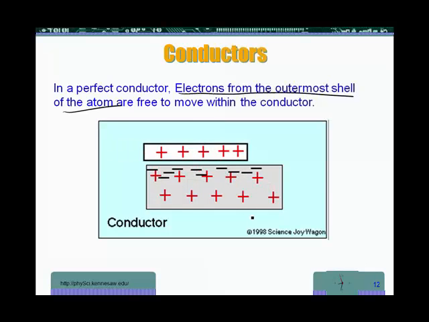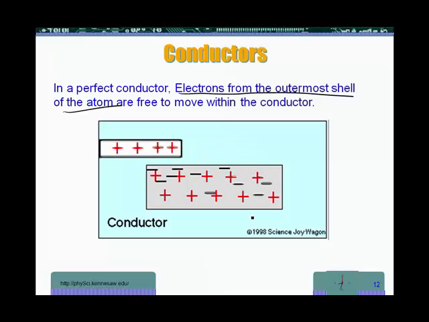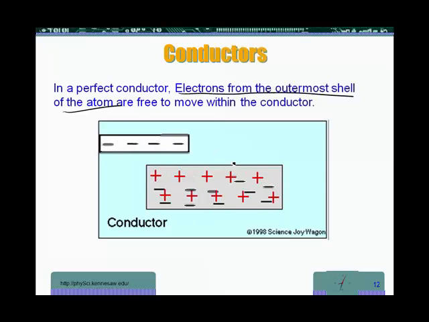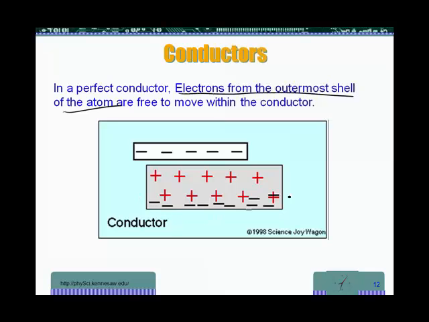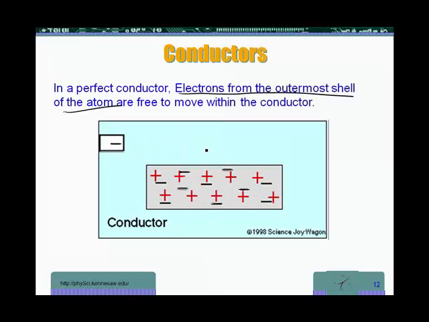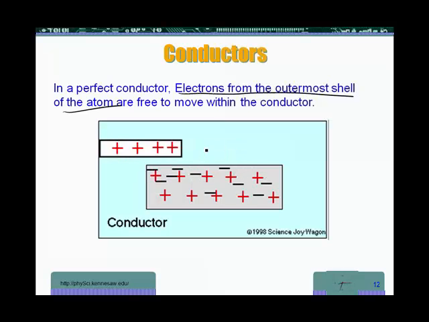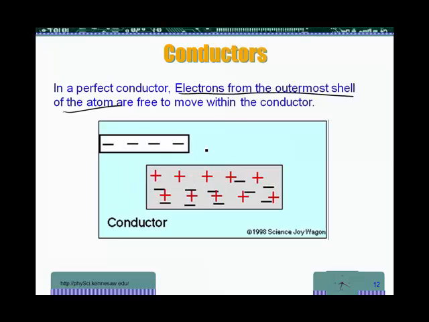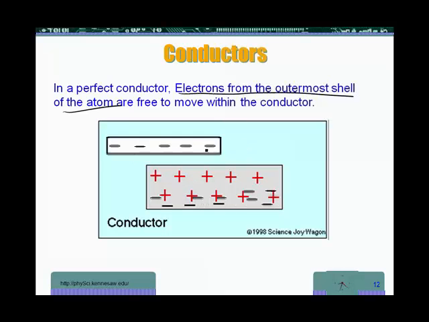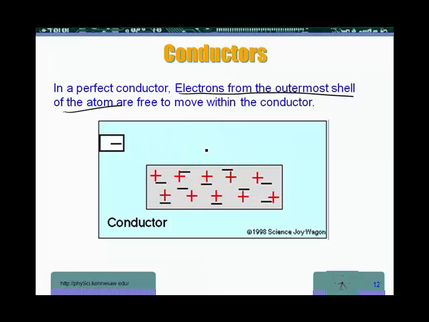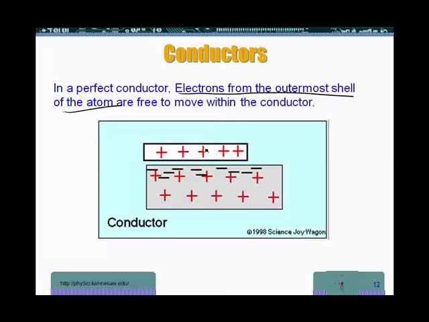Now what I want you to pay attention to is the fact that the electrons, when we don't have a charge nearby, are spread out evenly throughout the conductor, because each of the electrons is being repelled by the other electrons in the conductor. So the position of equilibrium is when they are spread out evenly throughout the conductor. But then we'll talk more about that later on.